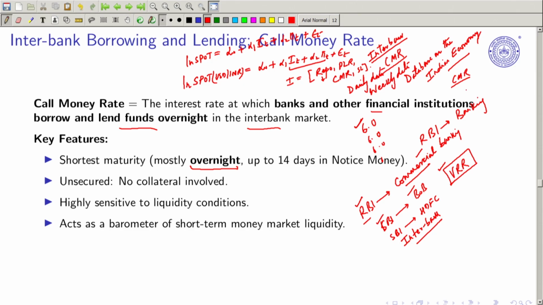But call money rate is overnight, so it gives a continuous series. And then here we have the CMR. A lot of the time in real life applications, when you want to work on these types of issues, you will find that the CMR, the call money rate, helps you in such analysis.